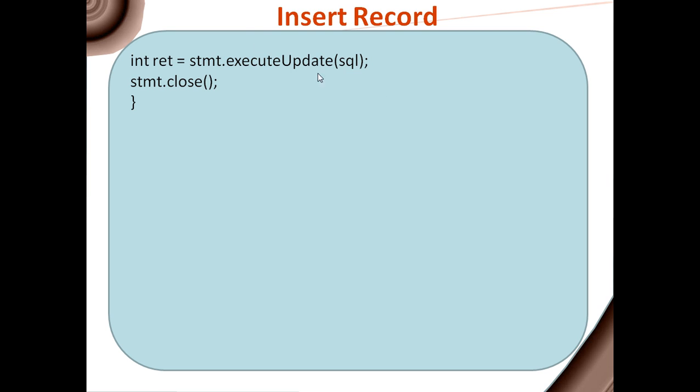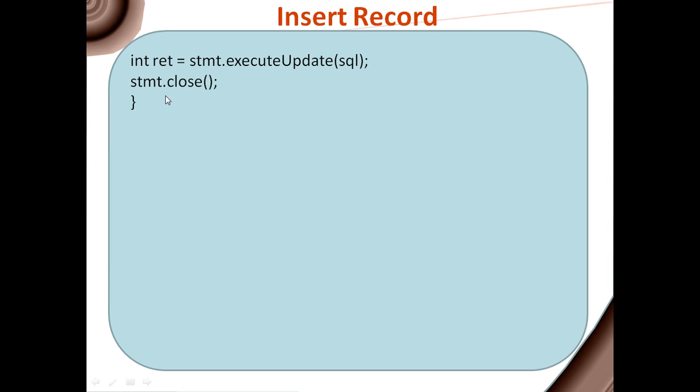Once you have formed the query, we need to execute it. In the read we were doing statement.executeQuery. Now we are doing executeUpdate, passing the query we just formed. If the query is executed successfully, we will get a return of 1, otherwise it will be 0. Based on this we can take actions if required.